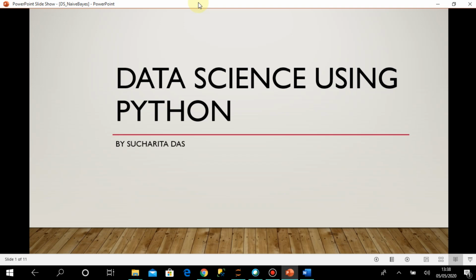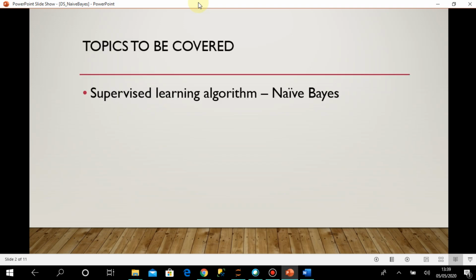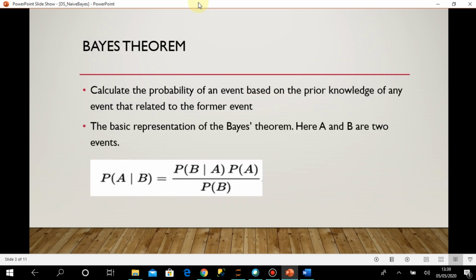Welcome back. In this current session we are going to discuss another supervised learning algorithm, that is called naive Bayes. To understand naive Bayes, it is important that we first understand the Bayes theorem. Bayes theorem says that we calculate the probability of an event based on the prior knowledge of any event that is related to the former event.